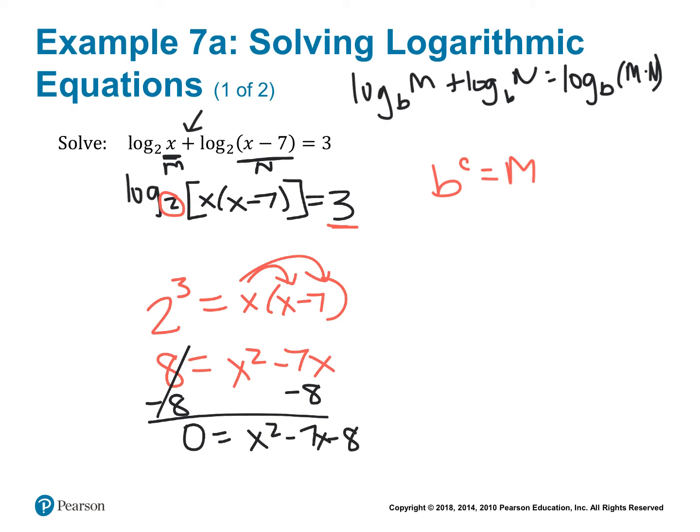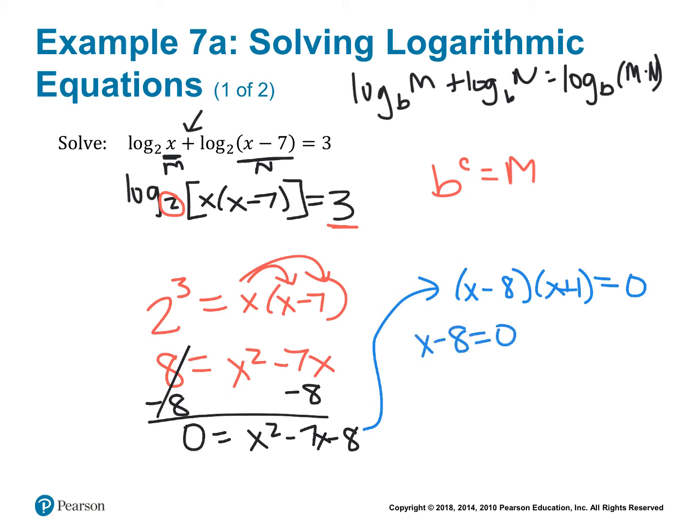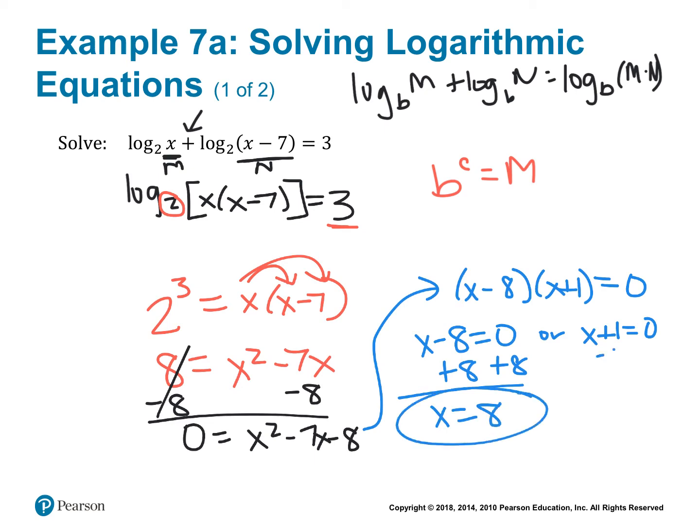And we can factor that to be x minus 8 times x plus 1 equals 0. So I'd have x minus 8 equals 0, or x plus 1 equals 0. Therefore, x can be 8, and x can be negative 1. And then we're going to check these on the next slide to see if they are true or not.